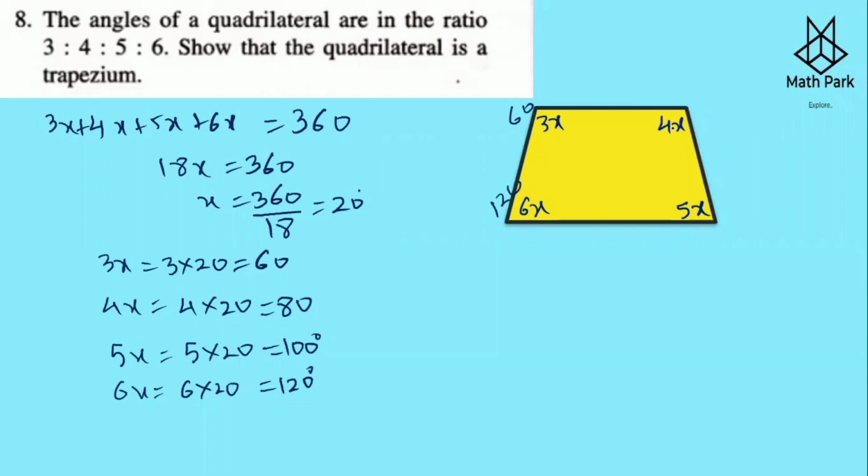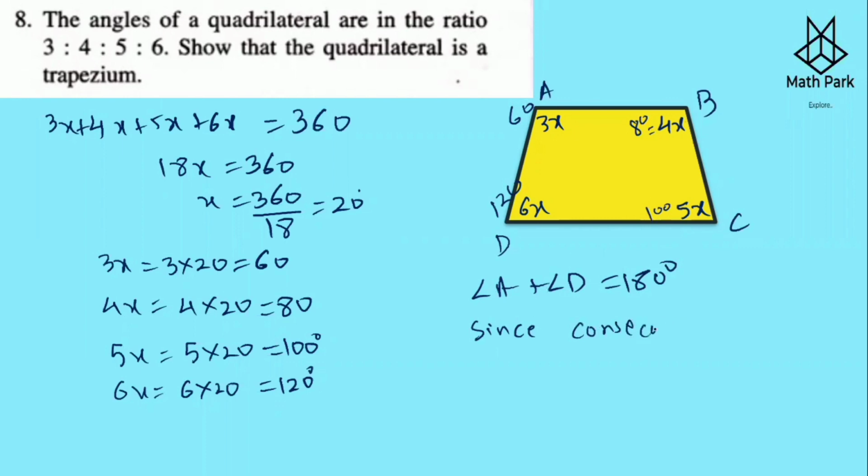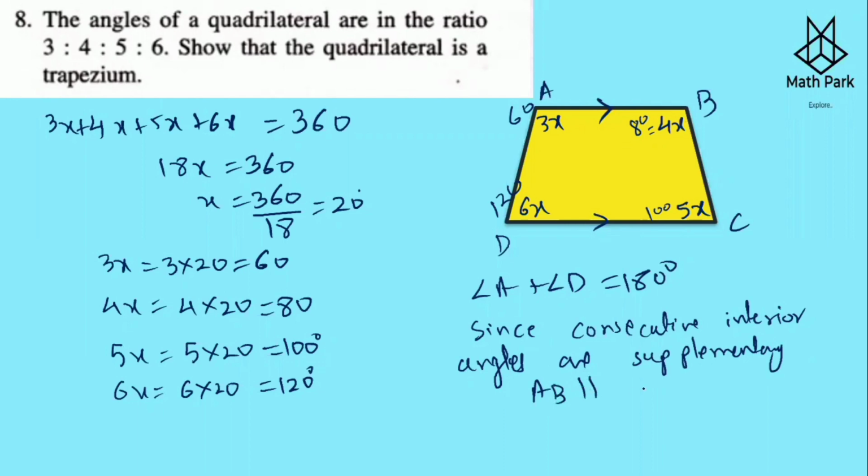We have 4x, this angle is 80 degrees, and we have this angle 5x, which is 100. So let us name this as ABCD, a trapezium. We get angle A plus angle D is equal to 180. Since consecutive interior angles are supplementary, we have AB parallel to DC.